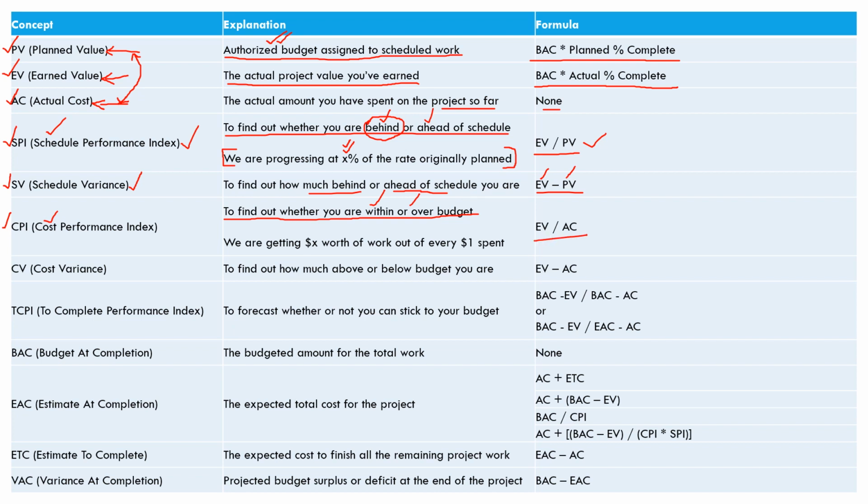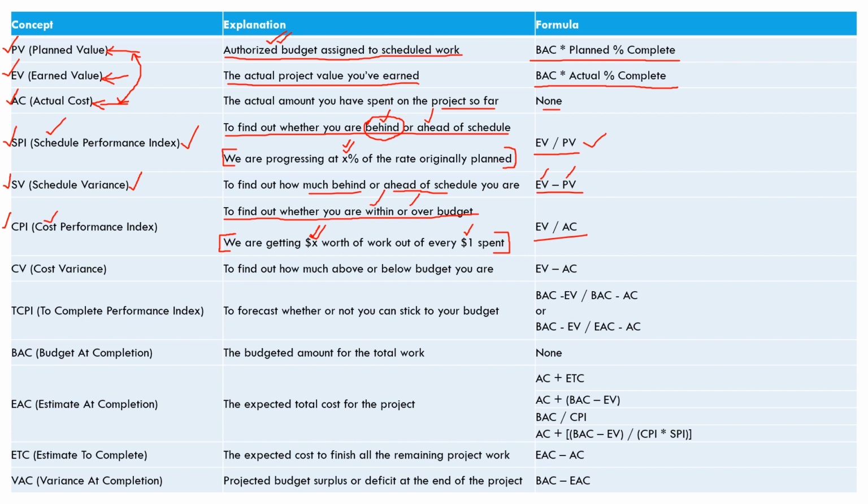Now, this again is a very good explanation. We are getting X dollar worth of work out of every $1 spent. So if you are getting $1.2 worth of work for every $1 spent, nothing like it. You're doing great. If you're getting $1 worth of work at every $1 spent, great job.